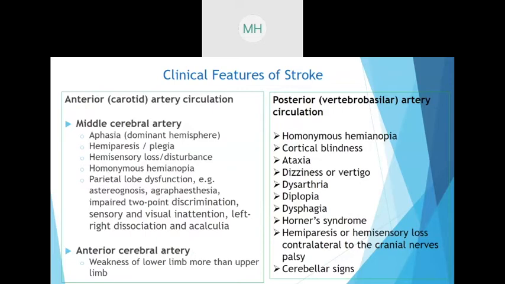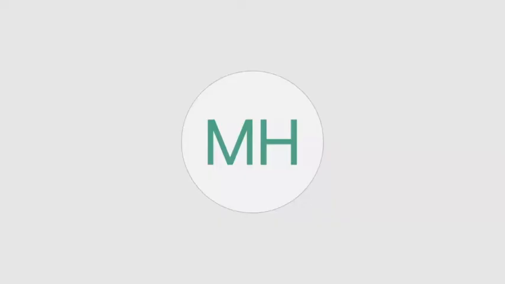For anterior cerebral artery stroke, the patient usually may come with weakness of the lower limb more than the upper limb. Okay, we have to suspect posterior circulation stroke if the patient comes with homonymous hemianopia, cortical blindness, ataxia, dizziness or vertigo, dysarthria, diplopia, dysphagia, or Horner's syndrome. The patient may also come with hemiparesis and hemisensory loss, and also any presence of cerebellar signs.